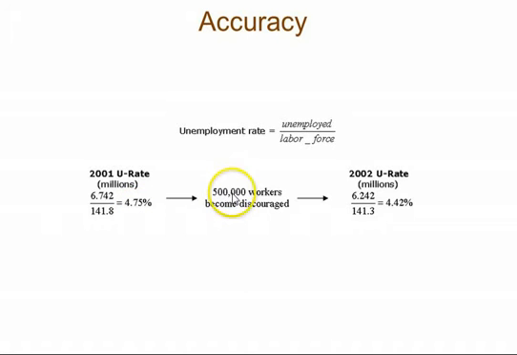Then the 500,000 workers leave. And notice how this 6.242 is 500,000 less than this. This labor force is 500,000 less. Now, if we do the calculation again, look, the unemployment rate has fallen. But does that really mean that the economy is doing better? No, actually, the economy is doing worse. So you could see how discouraged workers can cause an underestimation of the unemployment rate.